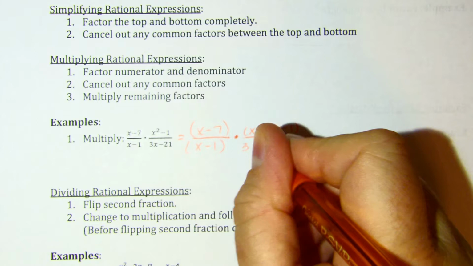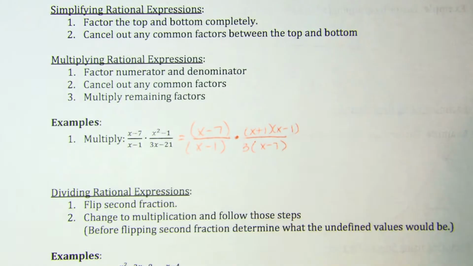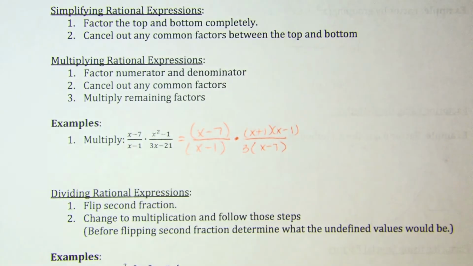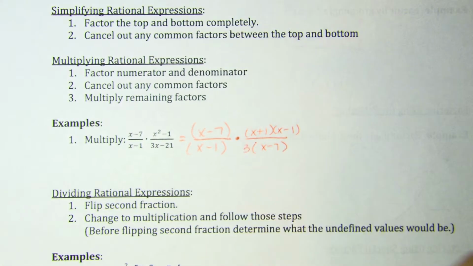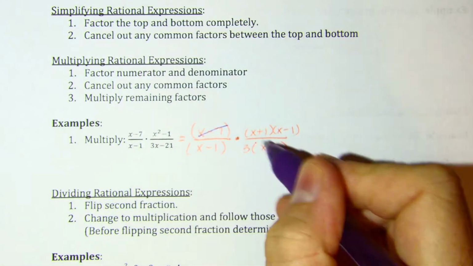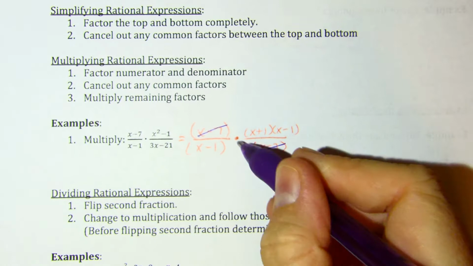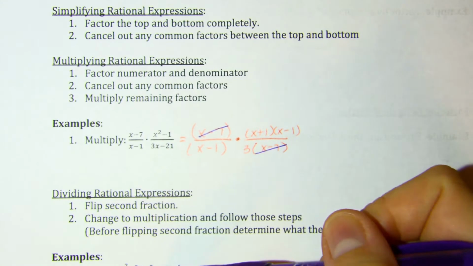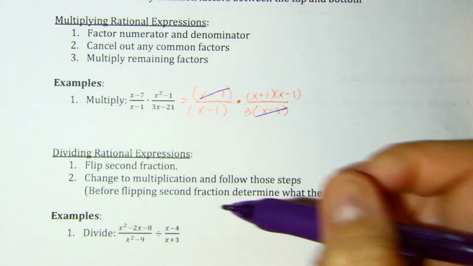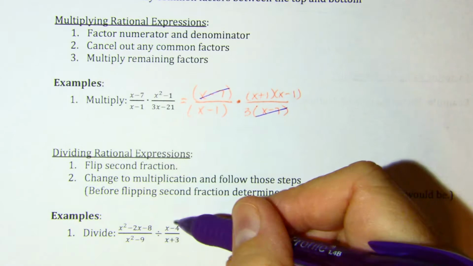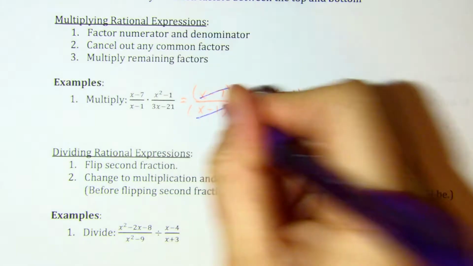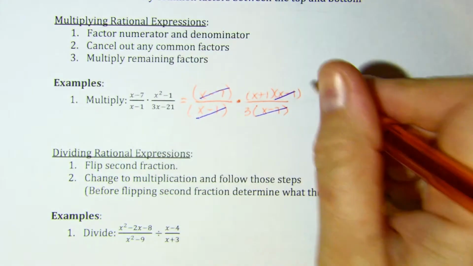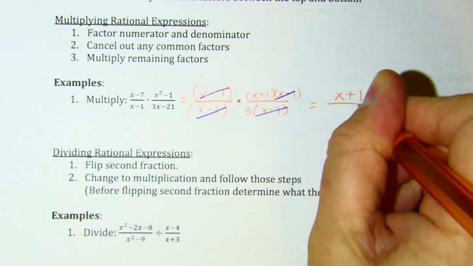And on the bottom, I can pull out a common factor. And now it's just a matter of canceling things out. Now, when it's in this multiplication form, I can cancel across fractions. But if it wasn't multiplication, like lower down here when we get to division, I could not do this when it's in division. And all I'm left with then is x plus 1 over 3.